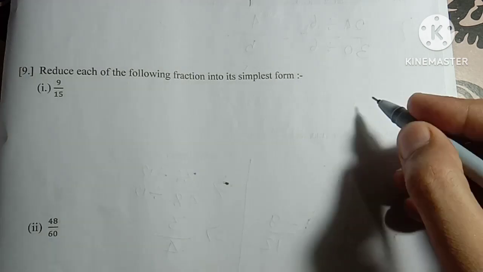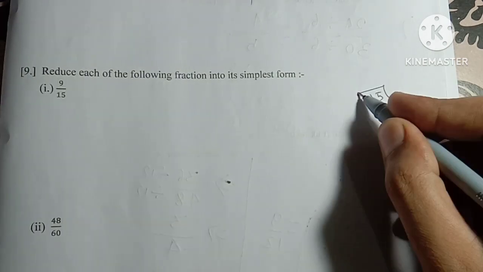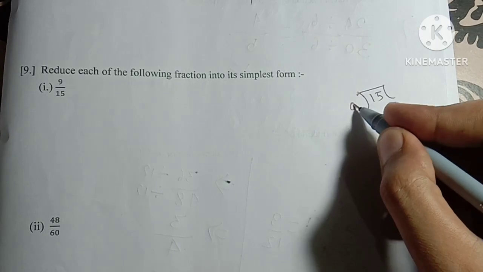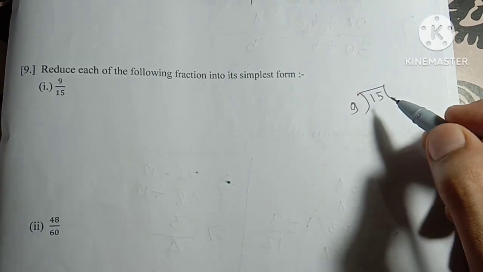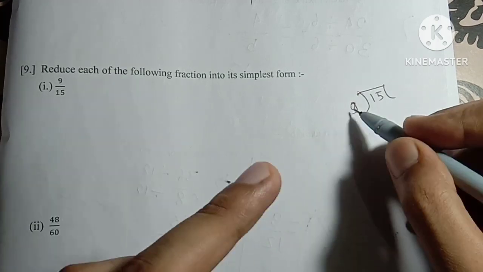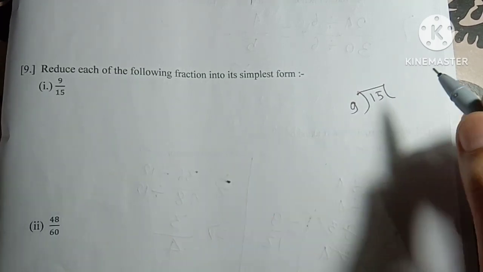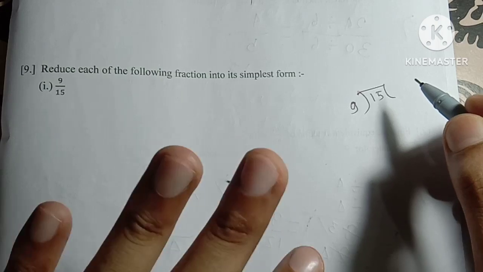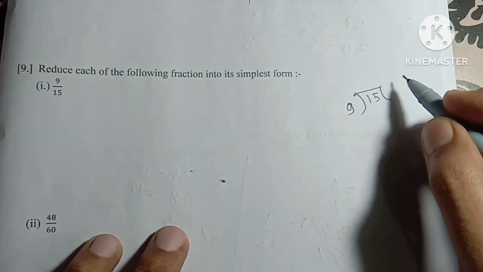How will we take it? We will take it by the division method. The bigger number will be divided by the smaller number, and the remainder will become the divisor, and then 9 will become the dividend. I will show you. You know this method already. Just see, you will recall it.